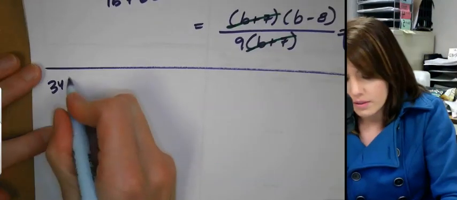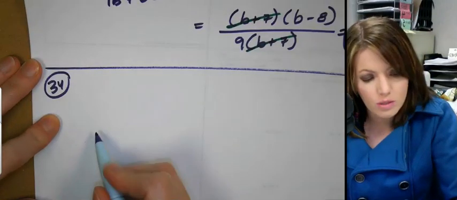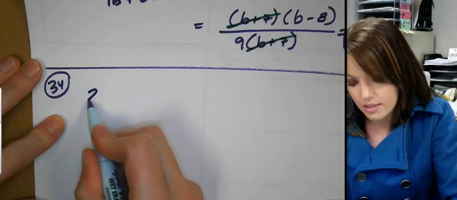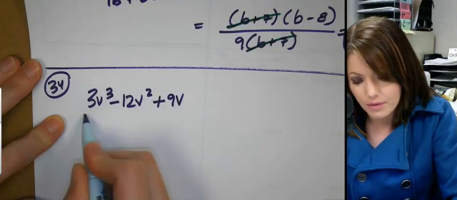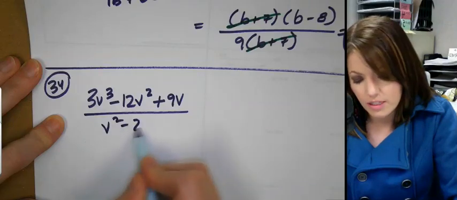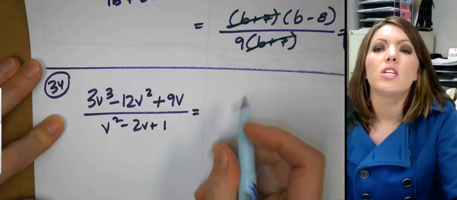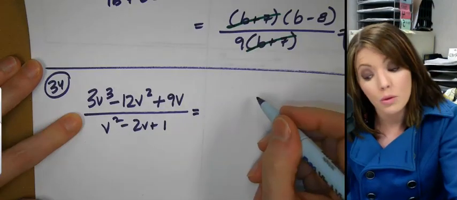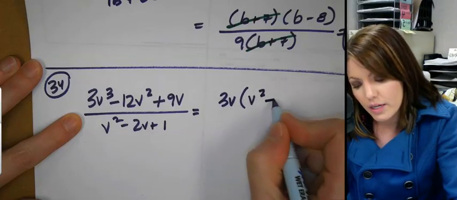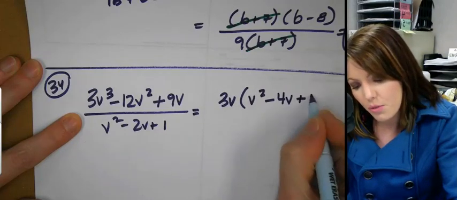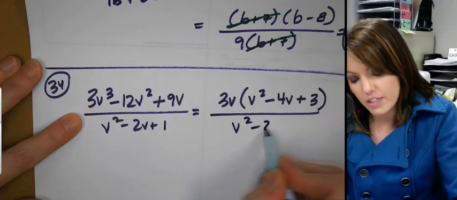34. Let's see, 3v cubed. Okay, I'm going to leave some room for this one again because it looks like we have another potential diamond problem here. Over v squared minus 2v plus 1. On the top, the very first thing I want to do is factor out a 3v. They all have a 3v in common. When I do that, I'm left with v squared minus 4v plus 3. And then v squared minus 2v plus 1 on the bottom.